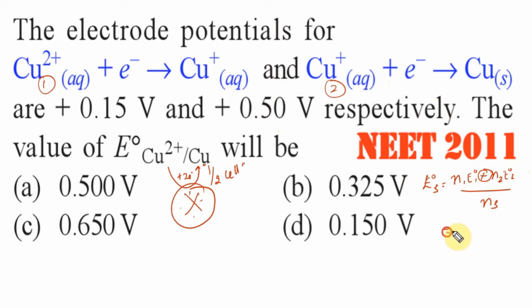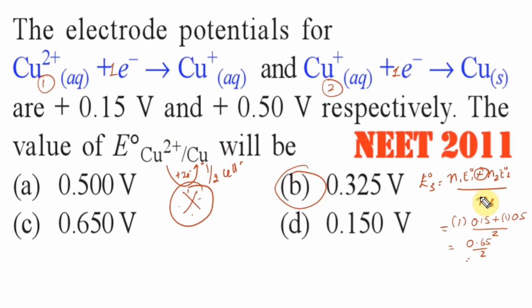So our E03: N1 is 1 electron here, N2 is 1 electron. They combine to give you 2 electrons, so N3 is 2 electrons. So 1 times 0.15 plus 1 times 0.5, divided by 2. That's going to be 0.65 by 2, 0.325 volts. So again, make sure you know whether your target equation is a half cell or a full cell, and accordingly do it this way or straight up reaction like Daniel said.